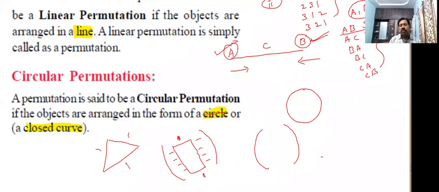Some of the restaurants arrange this in a semicircle manner. That means here 4 persons, for suppose. Here some of the persons will sit like this. This is also treated as circular permutation only. Either circle or closed curve or rectangular manner, triangular manner, semicircle, whatever it may be, they are sitting in circular permutation only. Students, have you understood?